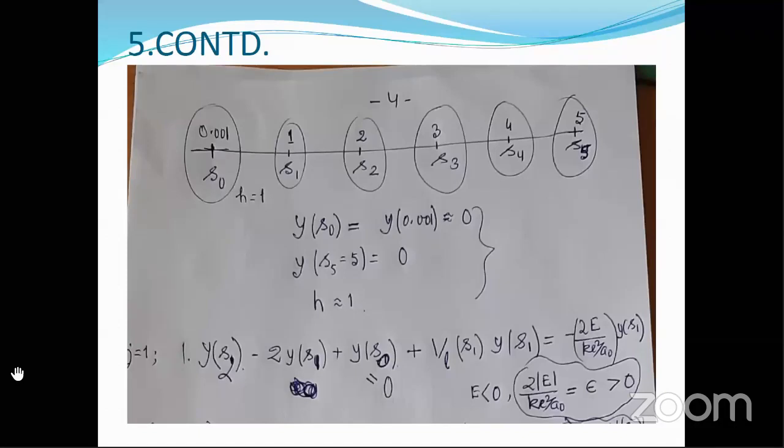plus ys0, which of course will be 0. You have assumed it. Then vls1 ys1 minus 2e ke square ys1. And mind you, electron is bound to the nucleus, so energy of a bound state is always negative. Therefore, I had put E less than 0 and I'm going to introduce a term, small epsilon, which is 2 times absolute value of energy divided by K E square upon A0, which of course will be positive. Now we go to the sixth slide.